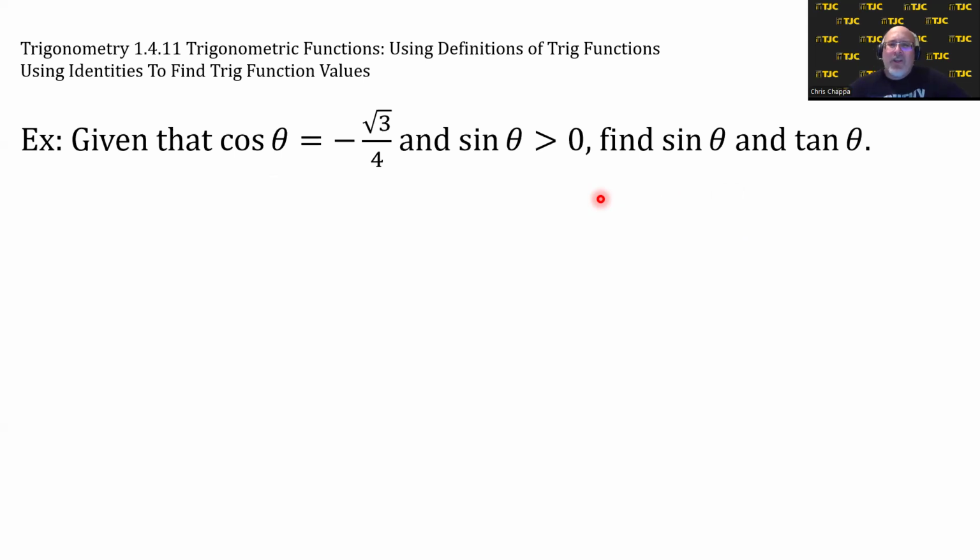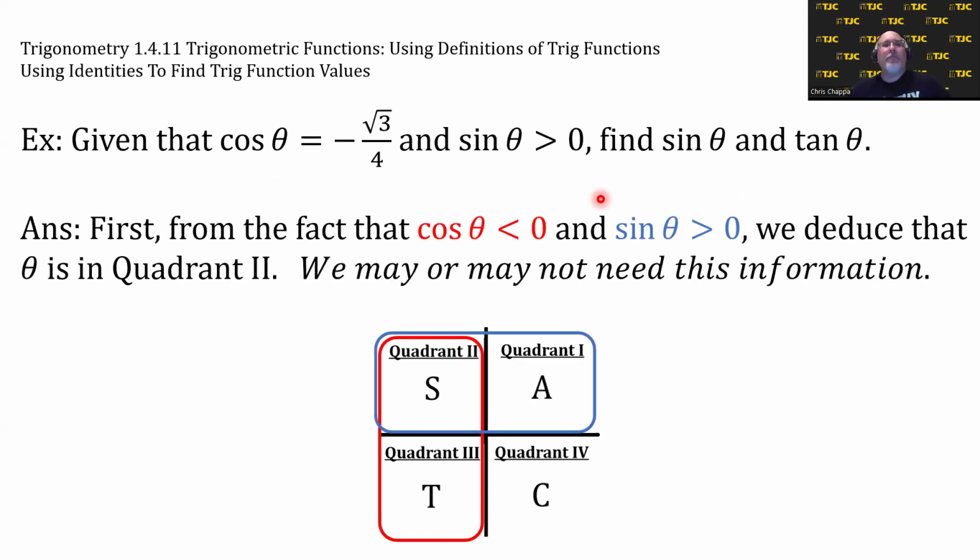For example, given that cosine of theta is equal to negative square root of 3 over 4, and sine of theta is greater than 0, find sine of theta and tangent of theta. Let's see. Well, maybe we should find a quadrant first. We played that game before. First, from the fact that cosine of theta is less than 0 because it was given to us as a negative, and sine of theta is greater than 0, we deduce that theta is in quadrant 2. When cosine is negative, that means quadrants 2 or 3. Sine is positive in 1 and 2. The overlap is quadrant 2.